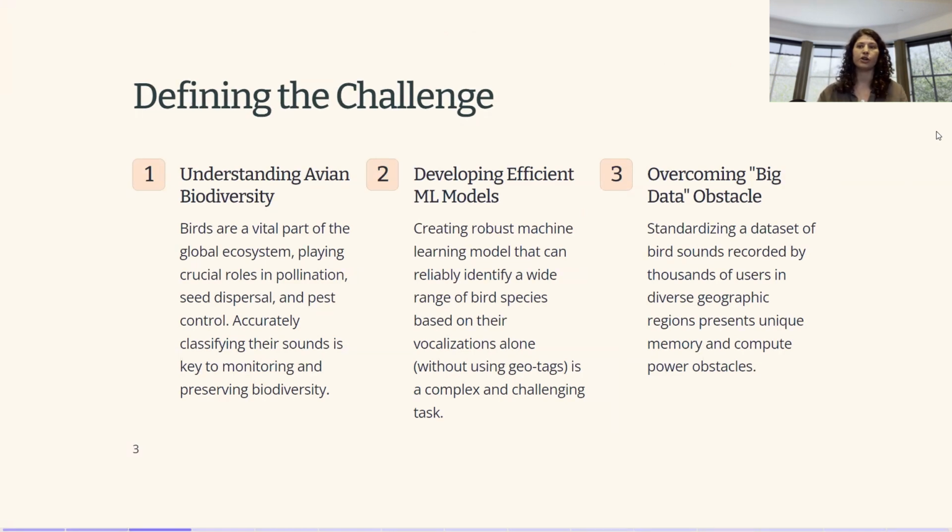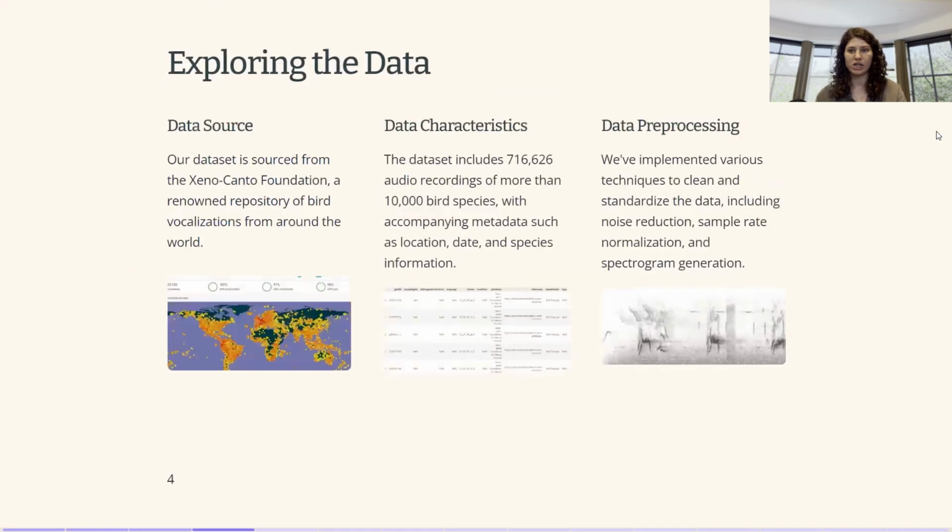Our project focuses on using their sounds, and their sounds alone, for accurate classification, without the need of using geotags or other metadata information. Our machine learning model not only identifies the species based on their vocalization alone, but handles a massive dataset of bird sounds from diverse regions, which requires significant computational resources to standardize and analyze effectively these sound bites. Our data source is from the Xeno-canto Foundation, a comprehensive repository of bird vocalizations recorded worldwide.